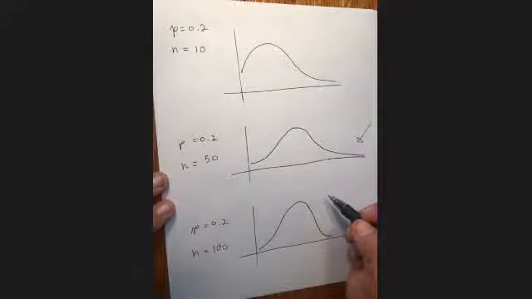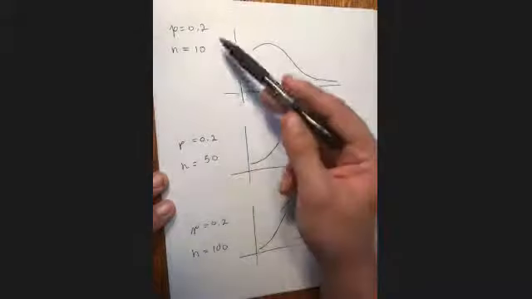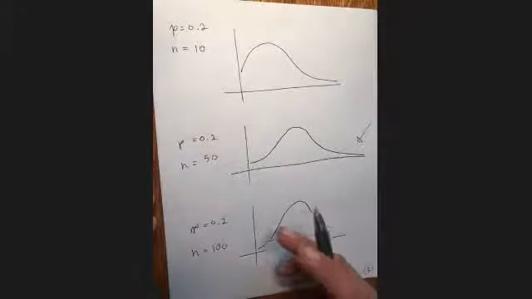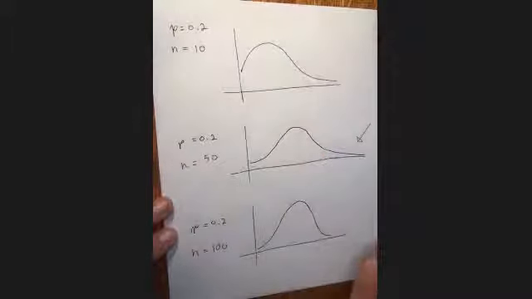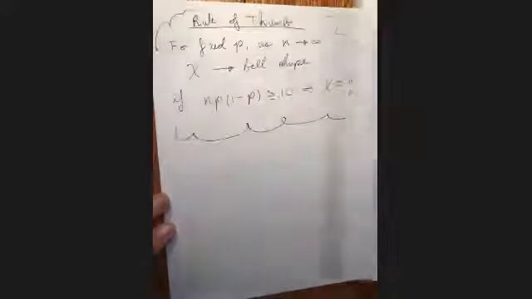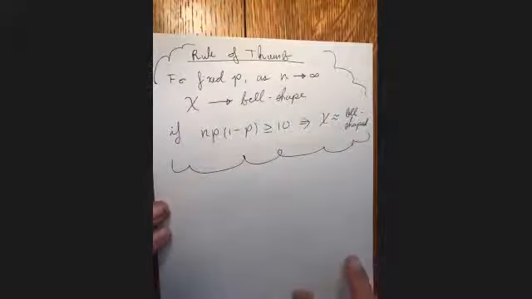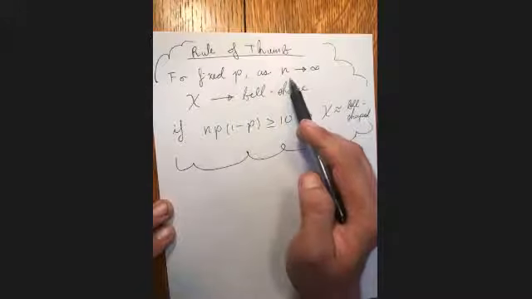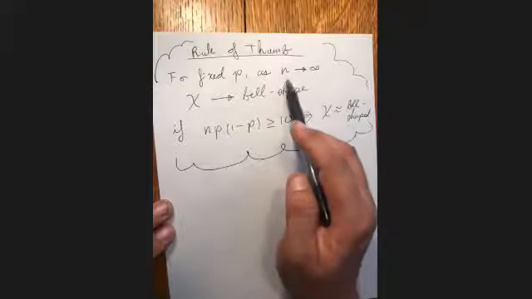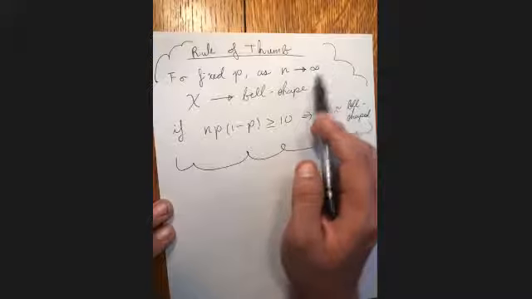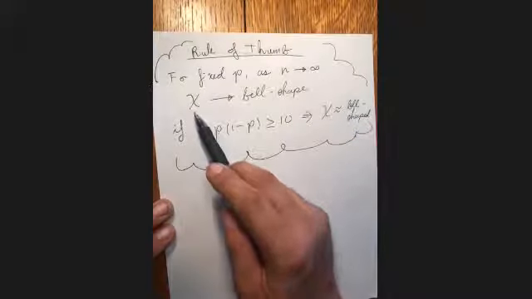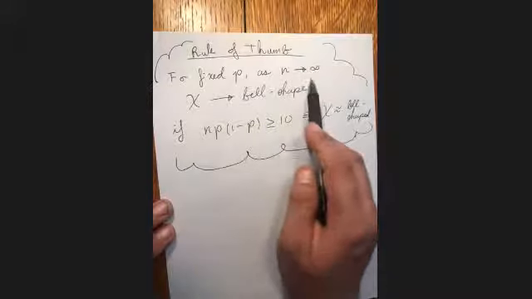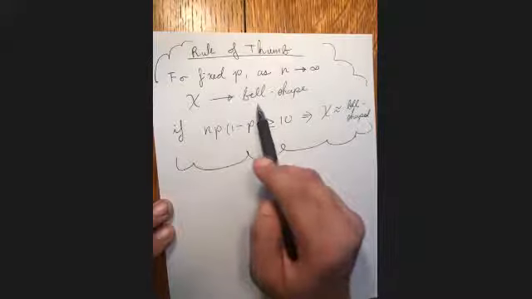It's almost bell-shaped. So the idea here is if we fix the probability of success and allow the number of trials to increase, then as the number of trials gets bigger and bigger, the distribution gets more and more bell-shaped. This gives us the following rule of thumb. If we have a fixed probability of success, then as the number of trials approaches infinity, the binomial random variable X steadily approaches becoming bell-shaped.